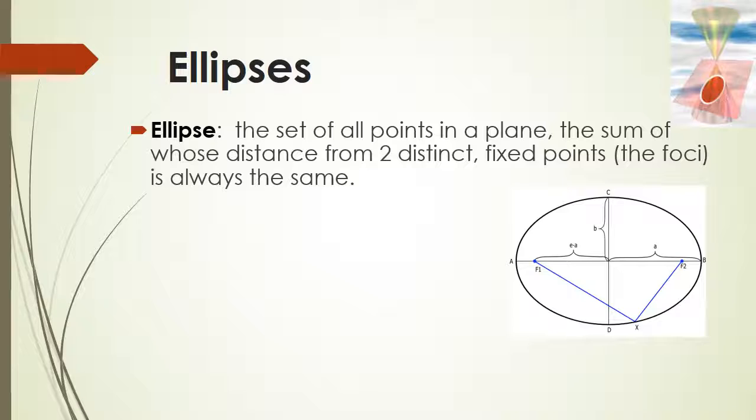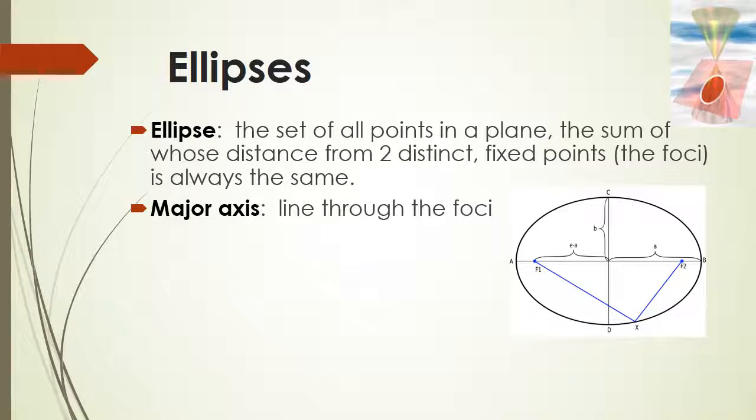All right, let's talk about an ellipse for a minute. You'll notice from the graphic, we've got the plane intersecting the cone. Now with the parabola, the plane went through the bottom of the cone. With an ellipse, it just slices through but does not connect with the bottom. So we end up with an oval for a cross section. The definition of an ellipse is a set of all points in a plane, the sum of whose distance from 2 distinct fixed points called the foci is always the same.